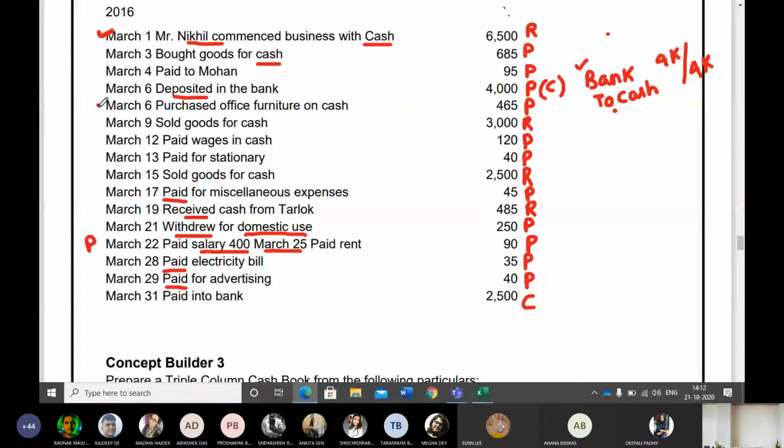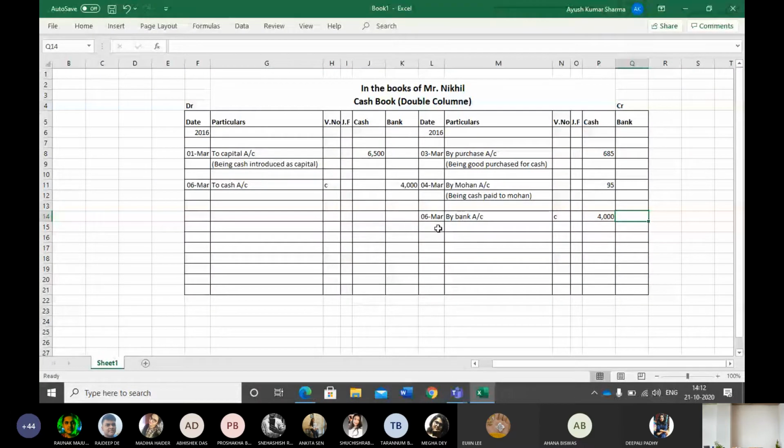Now again on 6th March, we purchased office furniture 465 for cash. We'll again write on this side, 6th March, by furniture account, 465. But here we have to write narration: being furniture purchased for cash.